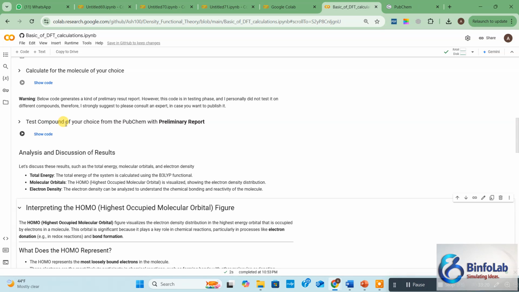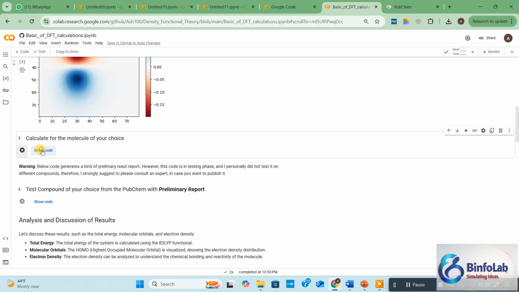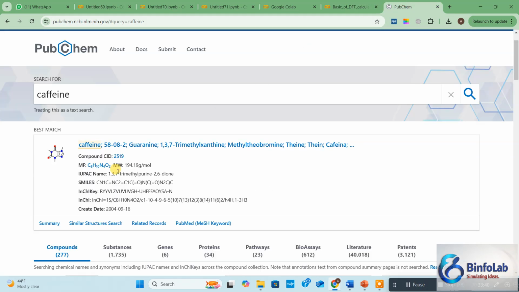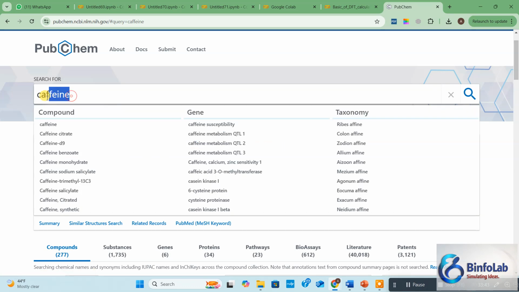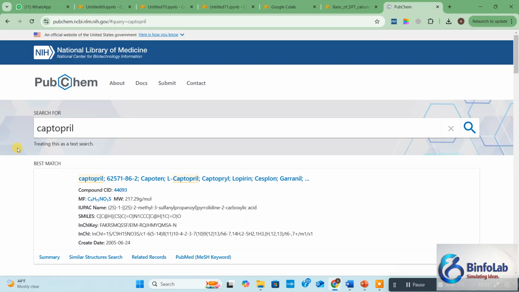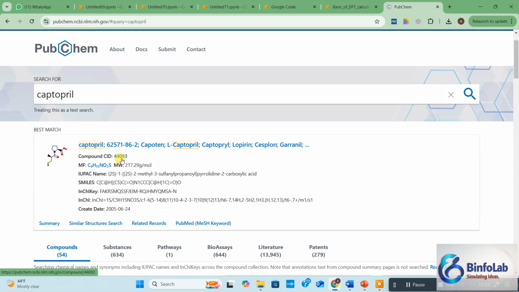So the test compounds of your choice from PubChem, with a preliminary report. Okay, first we run this one. What you need to do, just click here. Once you click here, you will see this thing here. Now, what was your compound, 2541? Let's say try another one, not caffeine. Let's say I'm trying captopril. Okay, this is 44093. This is a compound.